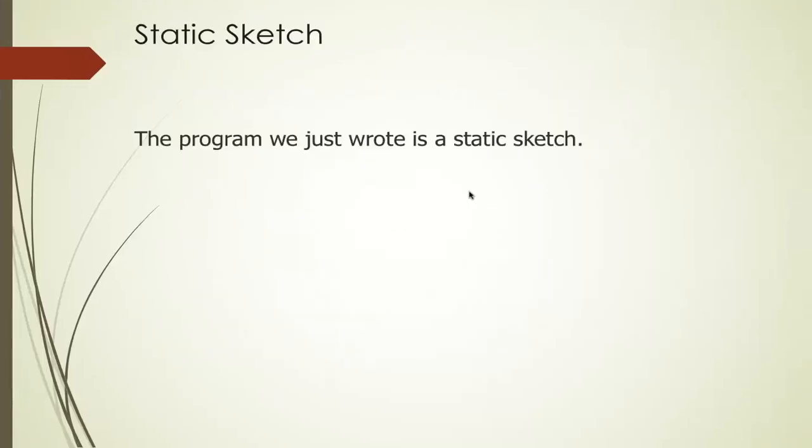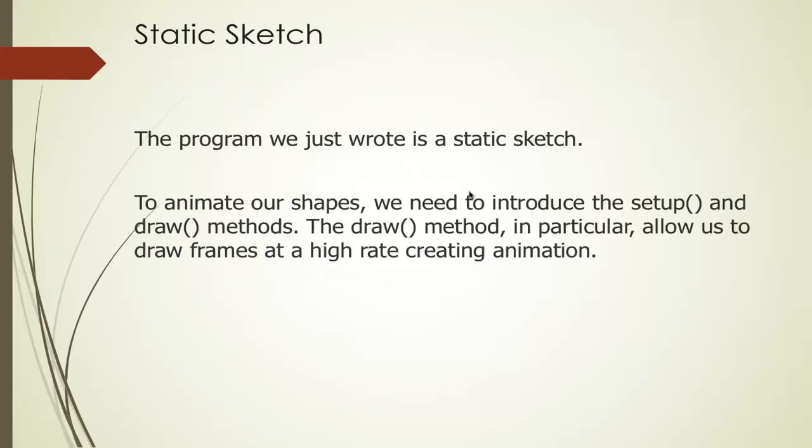So this is a static sketch, meaning that there's no animation. It's just one image, one frame. So in the next video, we'll talk about how to animate our shapes. We'll do this by using the setup and the draw methods. The draw method, for example, will allow us to draw frames at a high rate, creating this illusion of animation. So we'll do that in the next video.